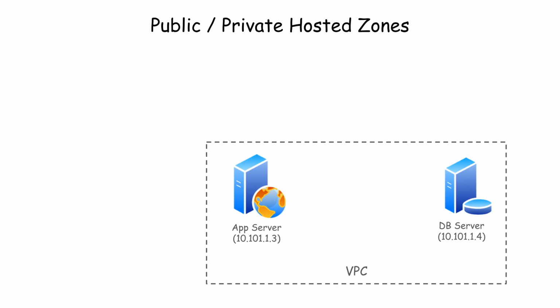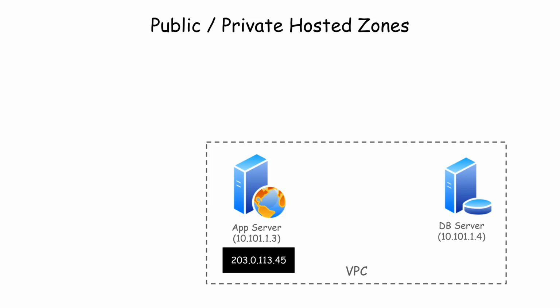AWS supports two types of hosted zones, public and private. To really understand the difference between public and private hosted zones, let's walk through a practical example. Here we have a simple two-tier application running inside a single VPC. The app server handles incoming requests, and the DB server stores the data. The app server has two IP addresses, a private IP to communicate internally, and a public IP so users on the internet can reach it. The DB server only has a private IP because it should never be exposed to the outside world.